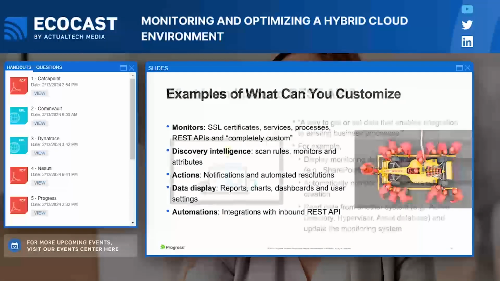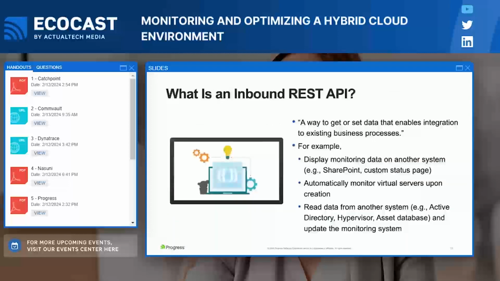I just want to quickly talk about REST API and just define basically what it is. So it's some sort of way to enable an integration, either displaying data from your system on some other system, or maybe automatically take an action in the system. So, for example, a new virtual machine automatically being monitored as soon as it's done being provisioned.